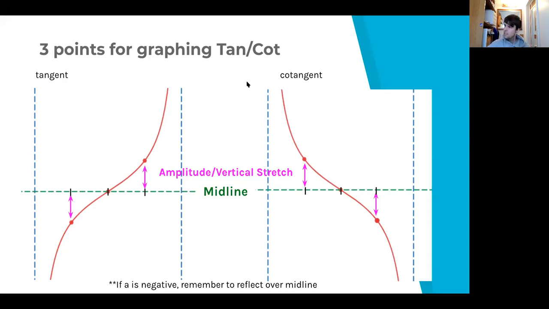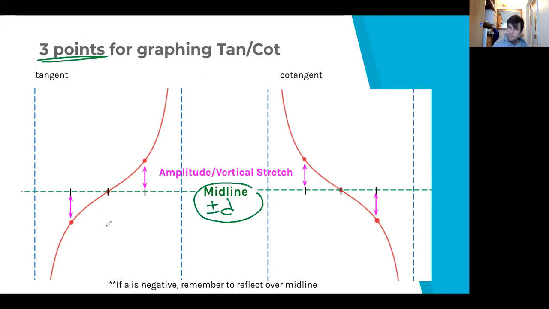So here's a sketch of those 3 points. This is a lot like our 5 friends method, but we have a 3 points method for this. Wherever the midline is, it's drawn in here. It might be the x-axis if there's no vertical shift, or if there's a vertical shift, wherever that is, that's where we get that midline. That's the plus or minus d that goes on the end of our equation.